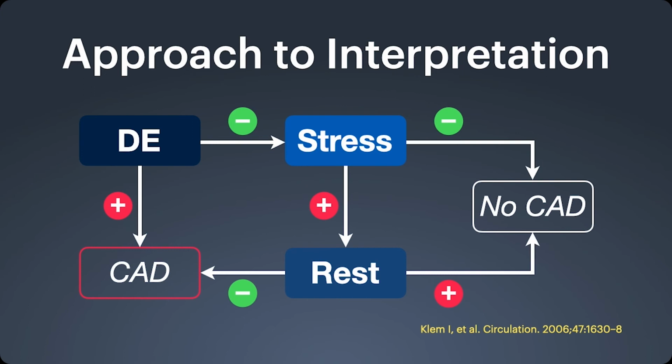If present, then we'll compare it to the rest sequences to see if there are matched defects, which would imply artifact rather than inducible ischemia. If they're unmatched, then that would indicate that the stress is positive and inducible ischemia is present. So that's basically the approach to interpretation. Okay. Let's now put these principles to work. So let's take a look at some cases.